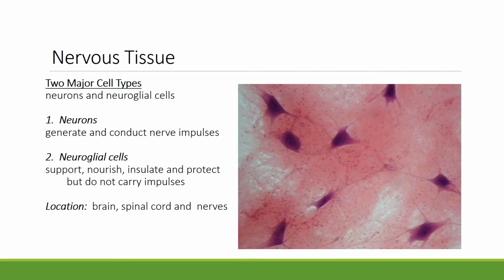The last type of tissue is nervous tissue. There are two major cell types in nervous tissue. They are neurons and neuroglial cells. Neurons generate and conduct nerve impulses. Neuroglial cells support, nourish, insulate, and protect these neurons and do not carry electrical impulses. The primary locations of nervous tissue are the brain and spinal cord and nerves.